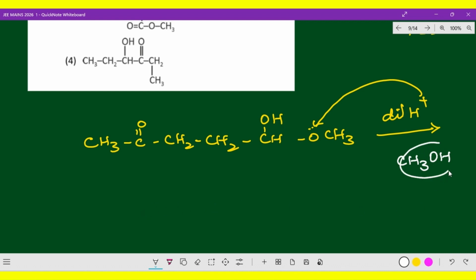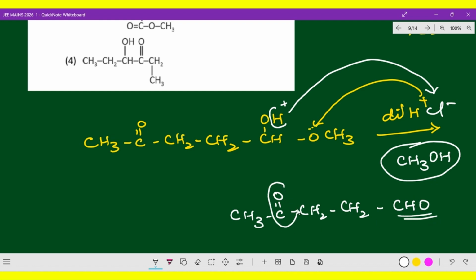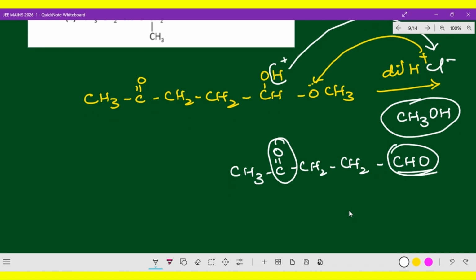Then, what is the second product? This is the second product: CH3, C double bond O, CH2, CH2, CHO. You will be getting CHO. This hydrogen goes outwards, and the Cl minus is there in the dilute HCl. So this H plus ion is attracted towards the negative charge of the Cl minus ion. So you will be getting an aldehyde. Here you will get the keto group, and here you will get the aldehyde group. This is a methyl keto group and this is an aldehyde. So the methyl keto group will respond to the iodoform test. I mentioned it here: iodoform test.